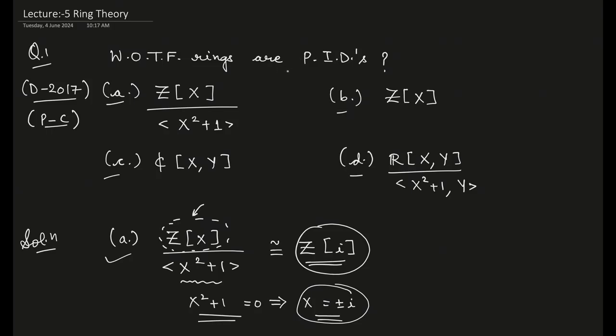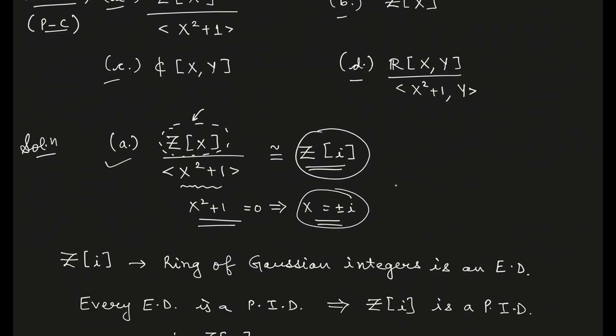Which of the following rings are principal ideal domains? Option A, Z[x] upon ideal (x square plus 1). Option B, Z[x]. Option C, C[x, y]. Option D, R[x, y] upon ideal (x square plus 1, y).